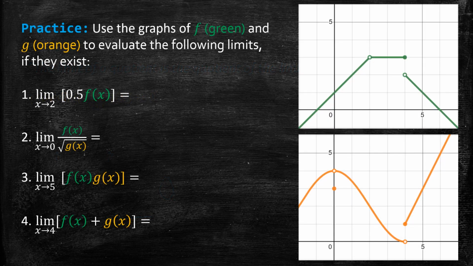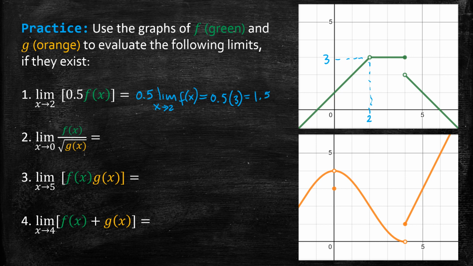So let's put the limit laws into action with this practice problem. In number 1, we would use law number 5, which says that the constant, we can just extract that constant and just find the limit as x goes to 2 of the function itself. The limit of f(x) as x goes to 2 is 3. So that would be 0.5 times 3, which would equal 1.5.